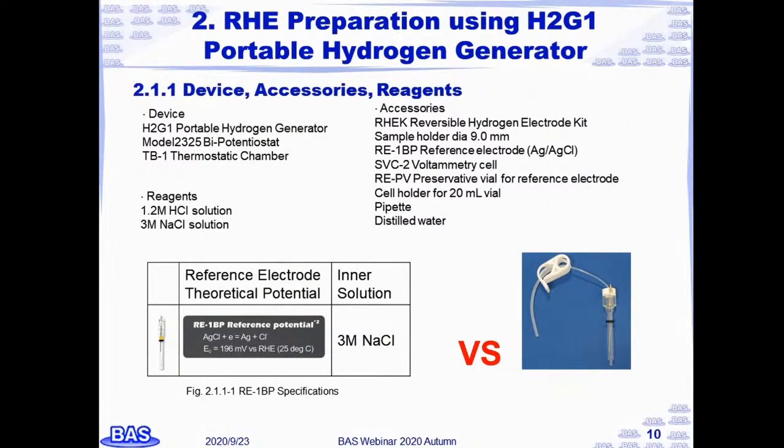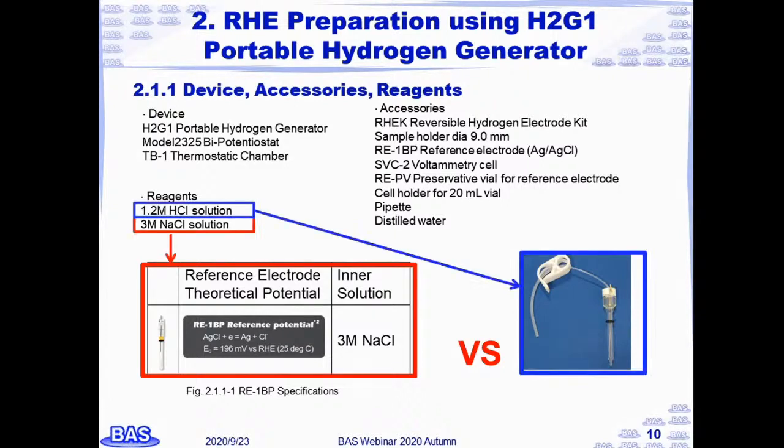Here are the devices, accessories, and reagents used in this session. We pick up one silver-silver chloride electrode, RE1BP, this time. The inner solution is 3 molar NaCl. We will show how we measure the potential of RE1BP relative to RHE. The reagent 1.2 molar hydrochloric acid is for RHE, and 3 molar NaCl is for RE1BP.